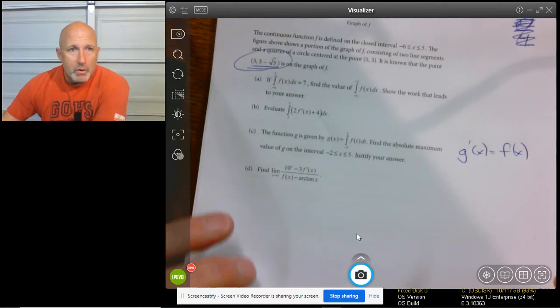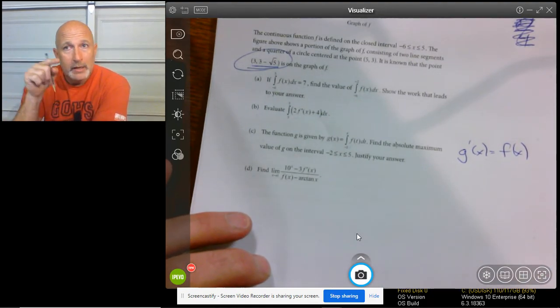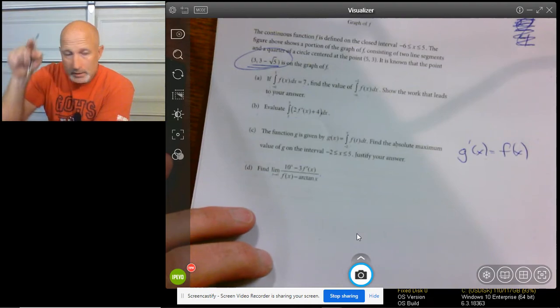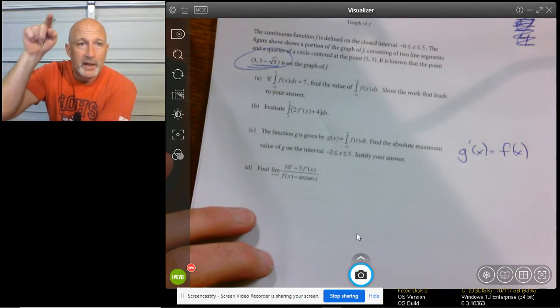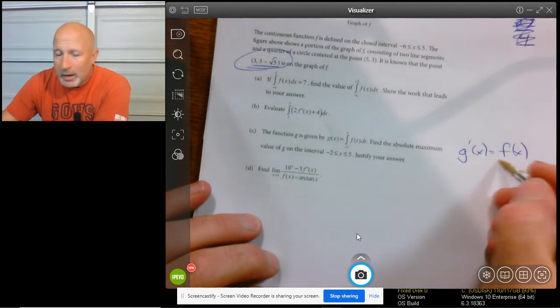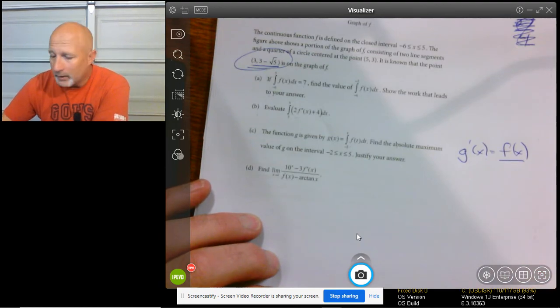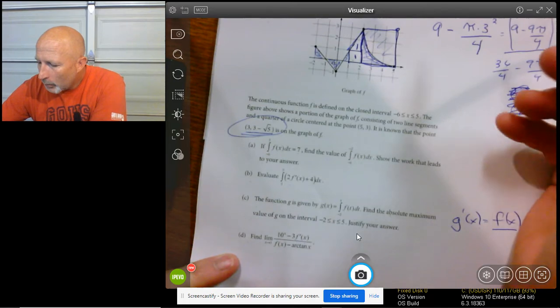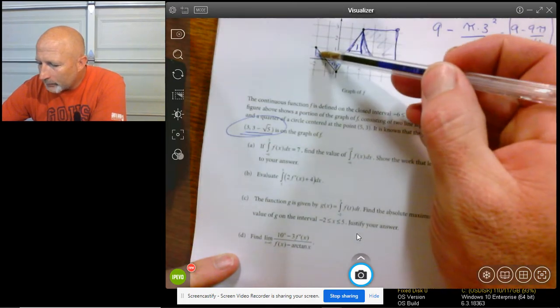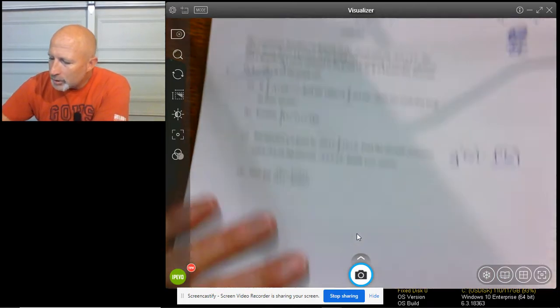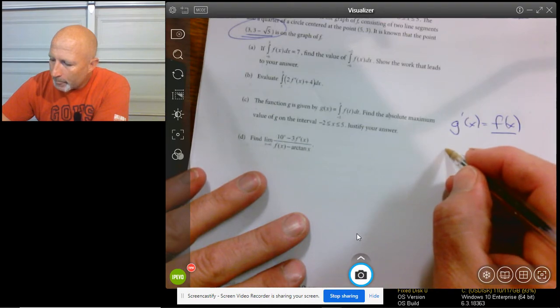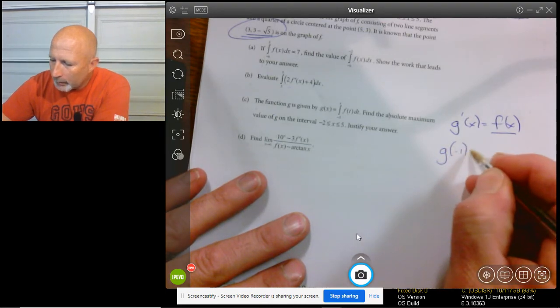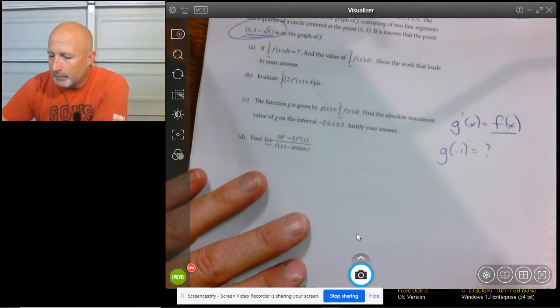Okay, so I need to know where it's at its absolute maximum. So I need to know where the function goes from increasing to decreasing. So the derivative goes from positive to negative. So all I need to know is where does f of x go from positive to negative? If you look here, this is f of x. It goes from positive to negative right there. So I should check and figure out what g of negative 1 is equal to.